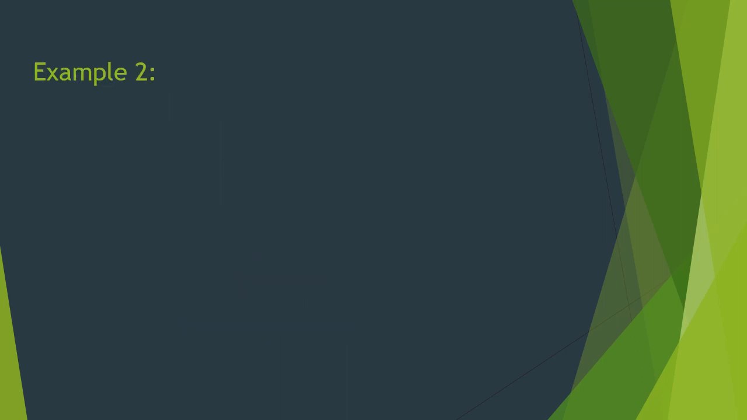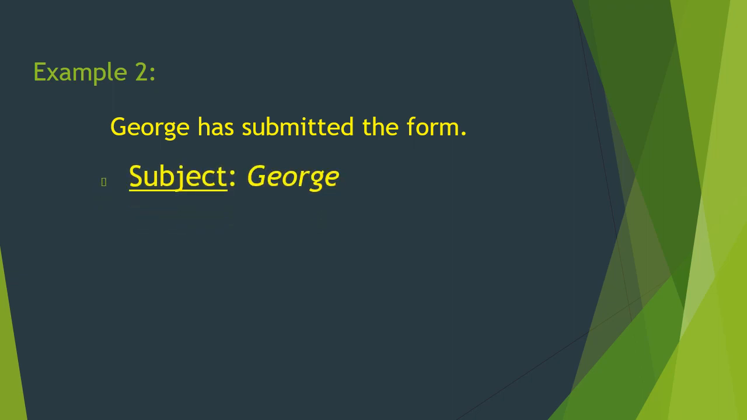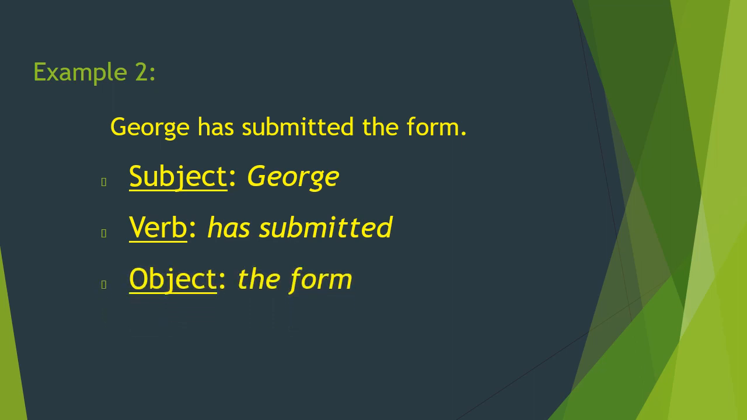Let us make it more clear with another example. Now look at the sentence: George has submitted the form. What is the subject in the sentence? Yes, it is George. The verb of the sentence is has submitted and the object is the form. George is the subject, the doer of the action. The action is passed on from the subject to the object. So, has submitted is the verb, the action done by George and passed to the object, the form. So has submitted is in active voice and the sentence totally is in active voice.